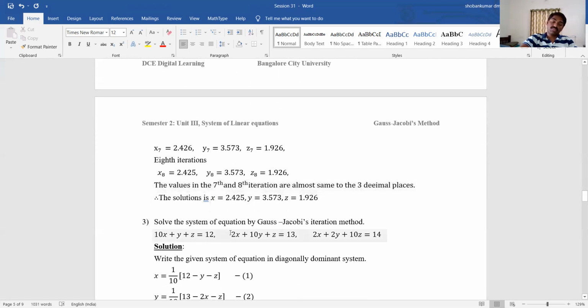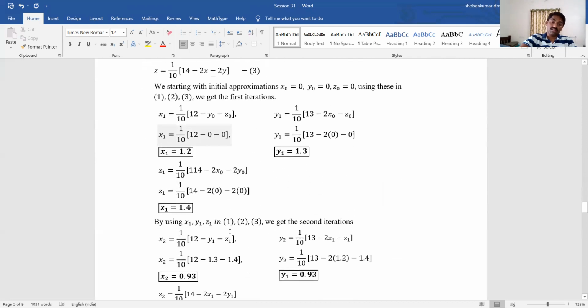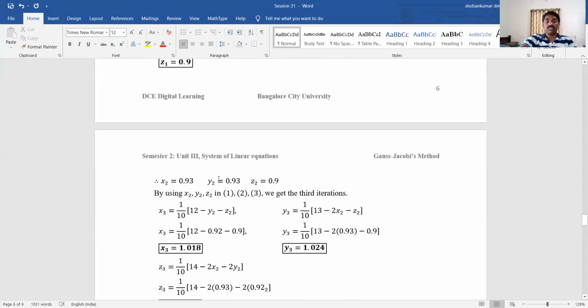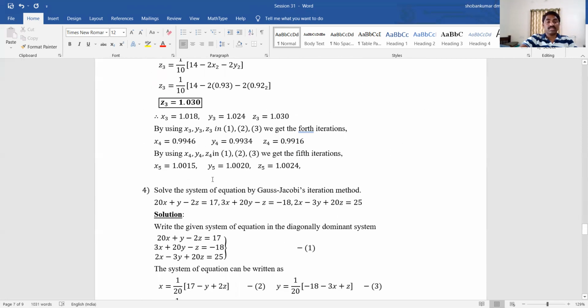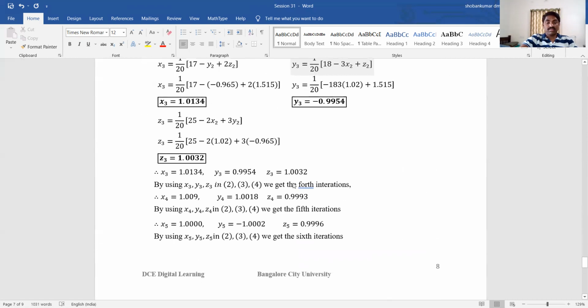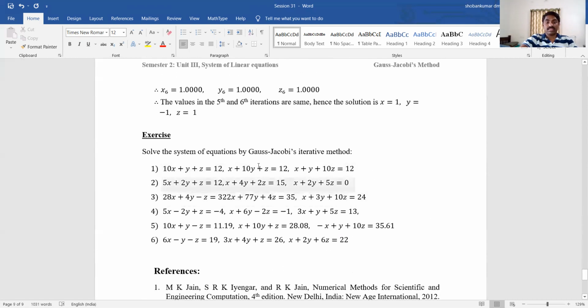And similarly, you can solve these equations. Already I solved this problem by Gauss-Jacobi's method. We get the answer x is 1.10015, y is 1.0020, and z is 1.0024. And I have given here many problems as exercise.